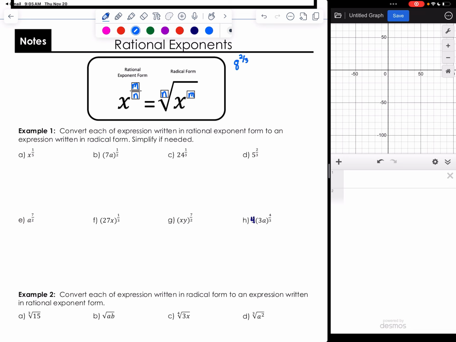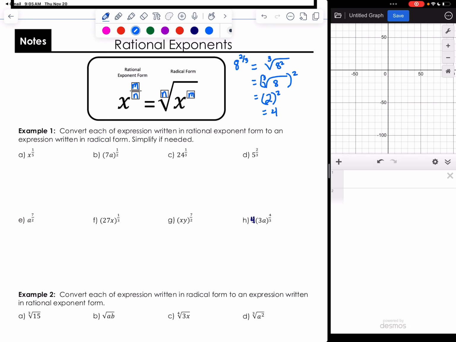So, for example, let's say we had 8 to the 2/3 power. Our denominator is a 3, so we could rewrite this expression as the cube root of 8 to the 2 power. So we know the cube root of 8 is 2, and 2 to the 2 power is 4. So 8 to the 2/3 power is 4.